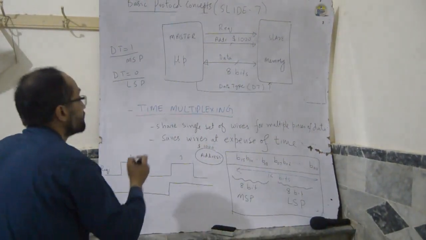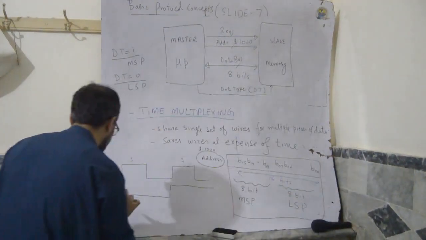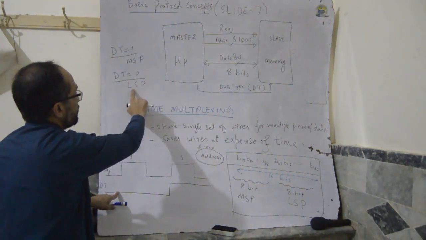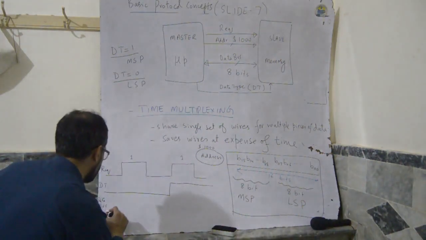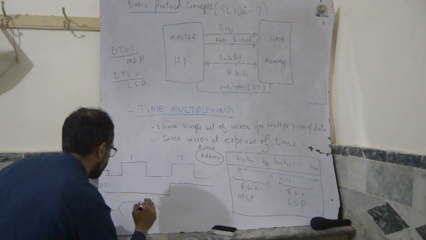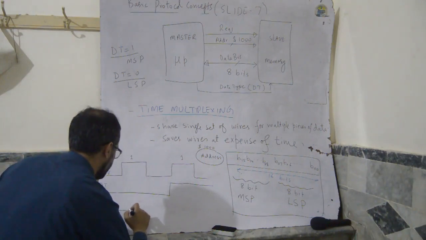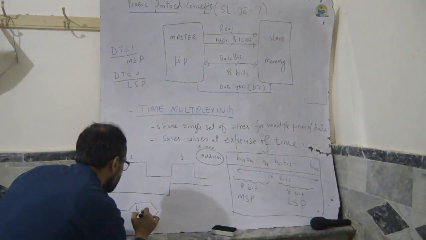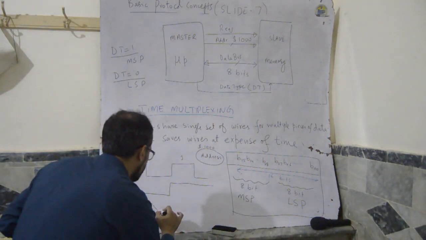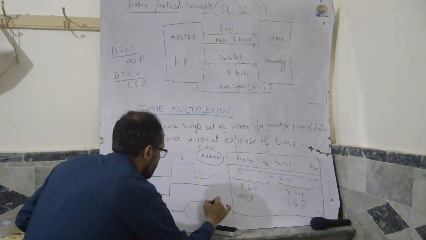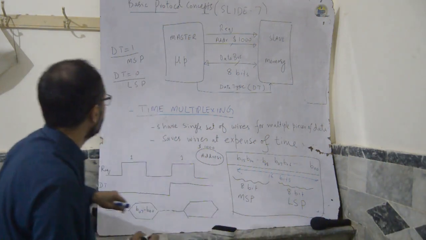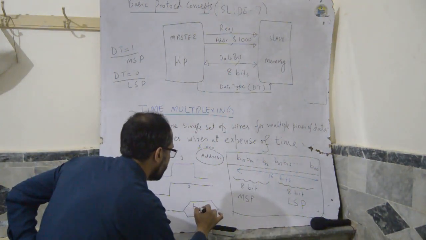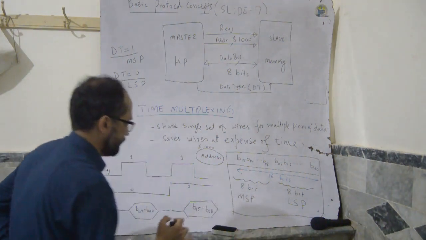So now, what will be the data bus? So what will be the value of the data bus? When DT is equal to 0, we have to read the least significant part. So at this point, the data bus will contain the data that will be read from B07 to B00, and at this point the data that will be read by the microprocessor is the most significant part. DT is 0, DT is 1. So the data that will be read by the microprocessor is B15 to B08. So this is 8 bits of data.